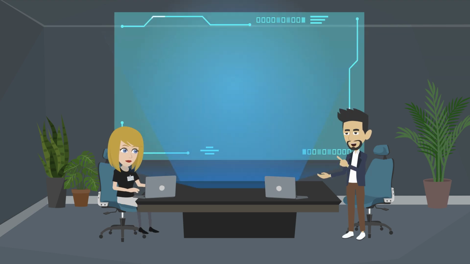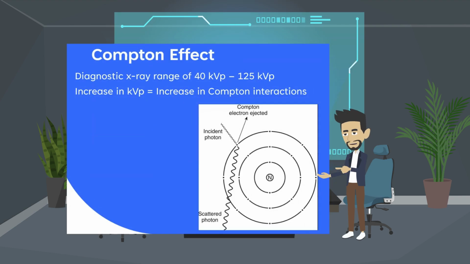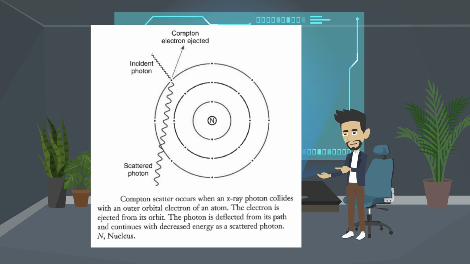The Compton effect occurs at energy levels throughout the diagnostic range of 40 to 125 kVp. Compton scatter travels in all directions and is termed backscatter if directed back toward the X-ray tube. Most of the scattered photons will scatter in a more forward direction. As the kVp increases, Compton interactions are increased.